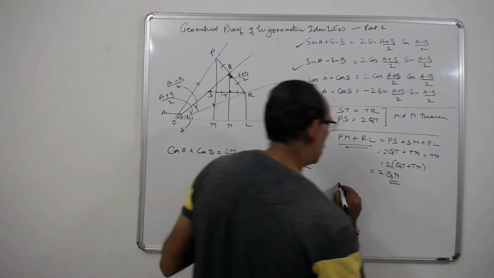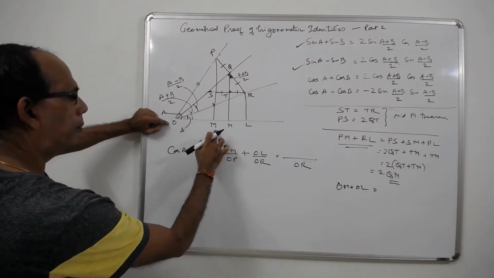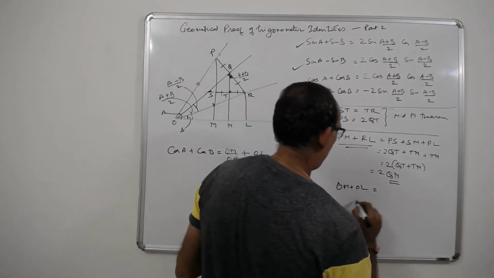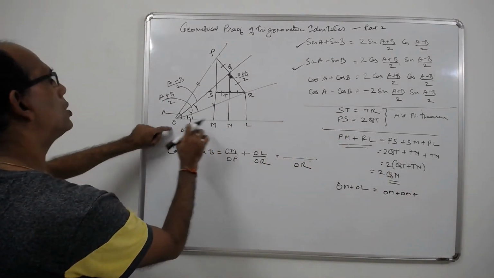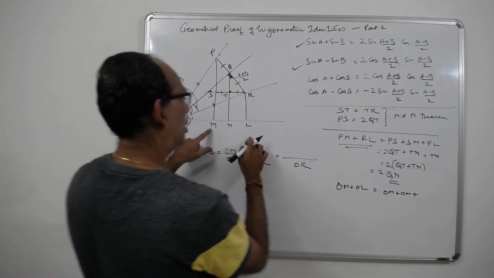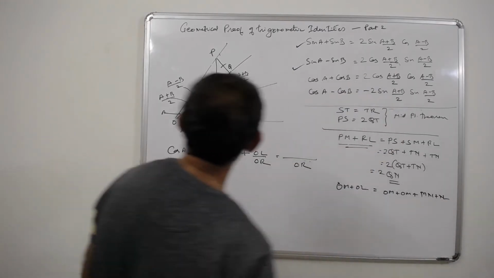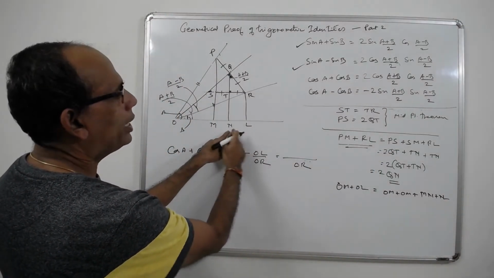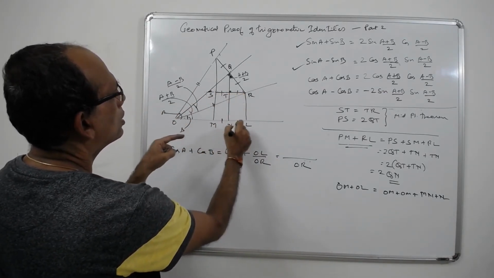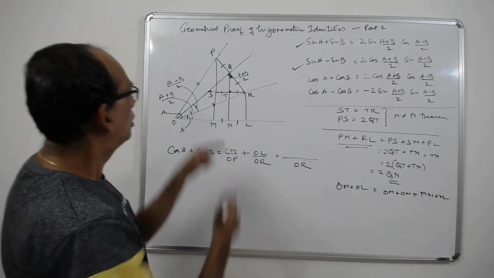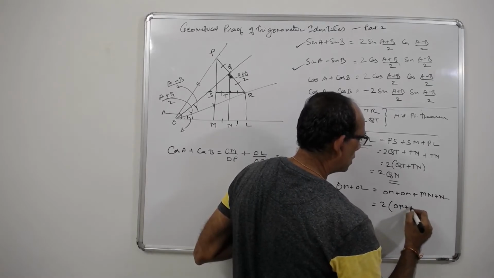Let's see, OM plus OL. OL is OM plus MN plus NL. Now, instead of saying MN plus NL, can I say 2 NL? I can say 2 NL because both are equal, right? These two are equal, and these two are also equal, since they're projected downwards. So I can call it 2 times MN.